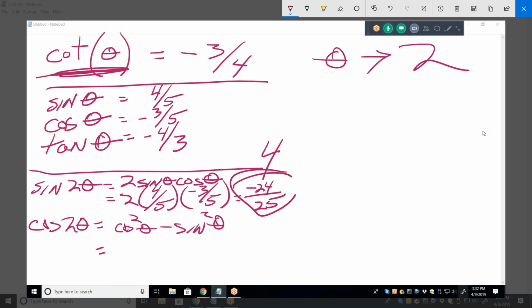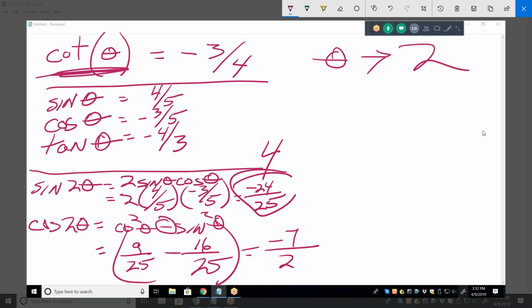What's cosine squared of theta? 9 over 25. What's sine squared of theta? 16 over 25. Be careful here with putting a negative sign in front of it, because that can get you the wrong answer. I knew subtraction was happening right there, so I already wrote the negative sign. So that is negative 7 over 25. That should be the answer for cosine of 2 theta.